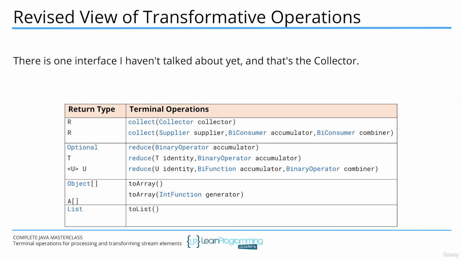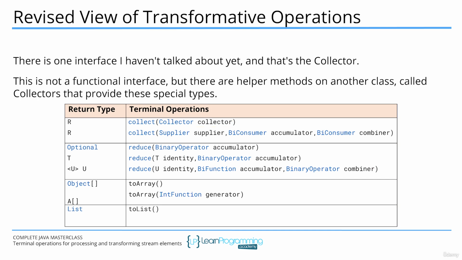There is one interface I haven't talked about yet, and that's the Collector, which you can see in the first collect operation. This is not a functional interface, but there are helper methods on another class called Collectors with an S that provide these special types that let us create collections of any kind. I'll be covering this interface in more detail as I review these methods.